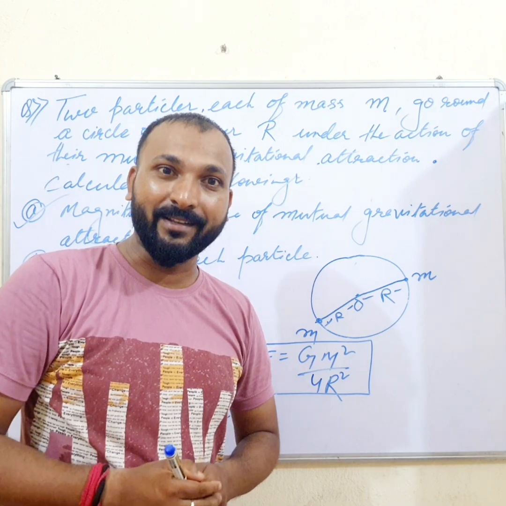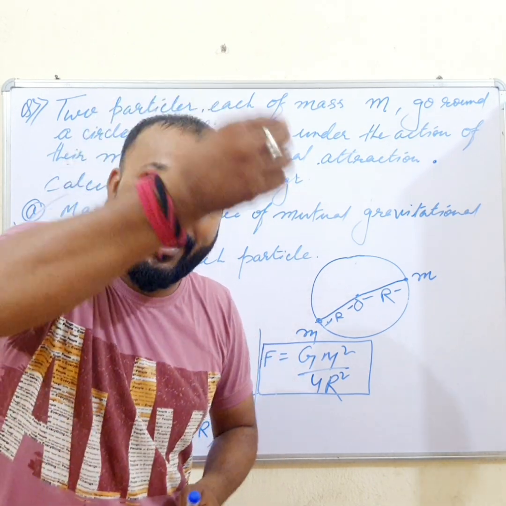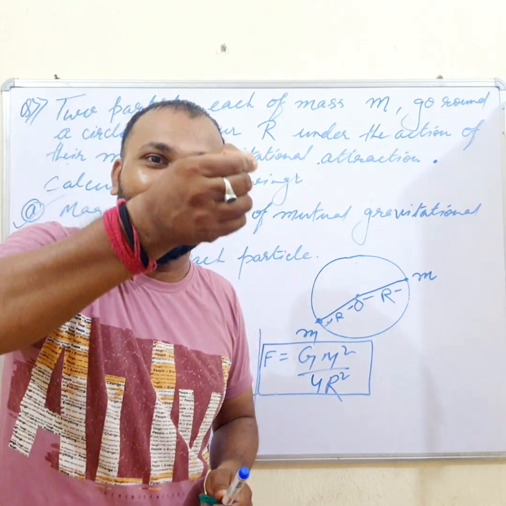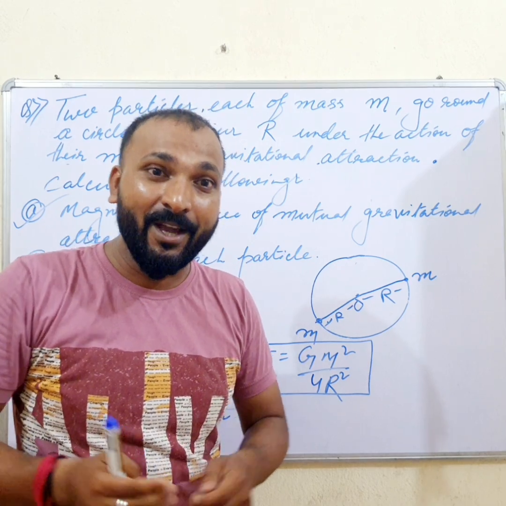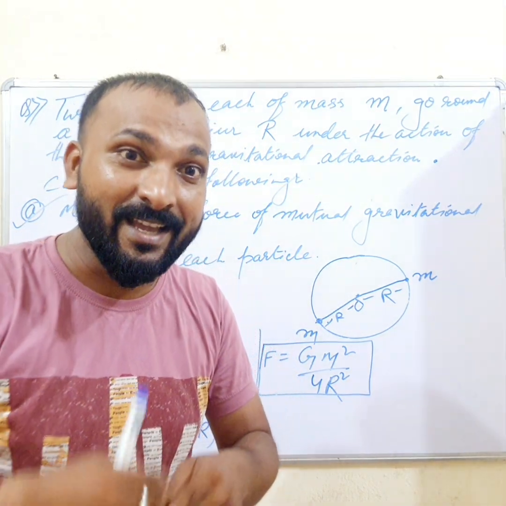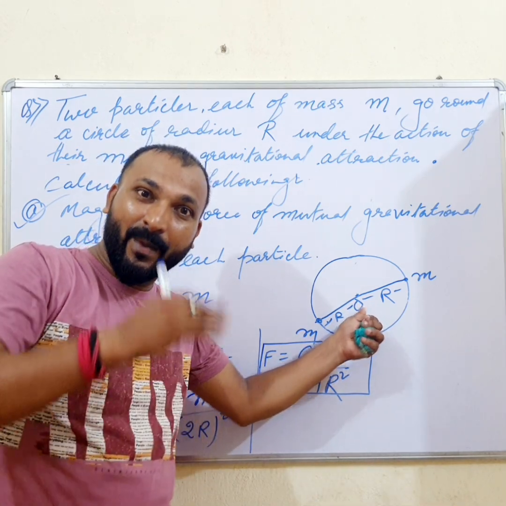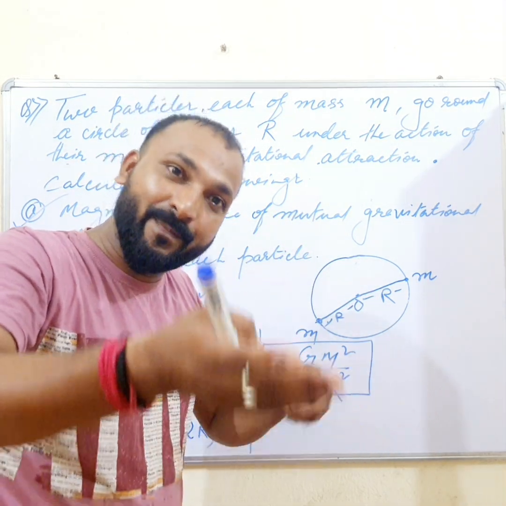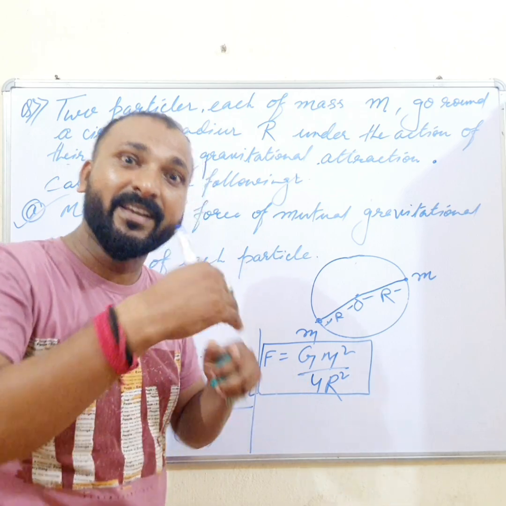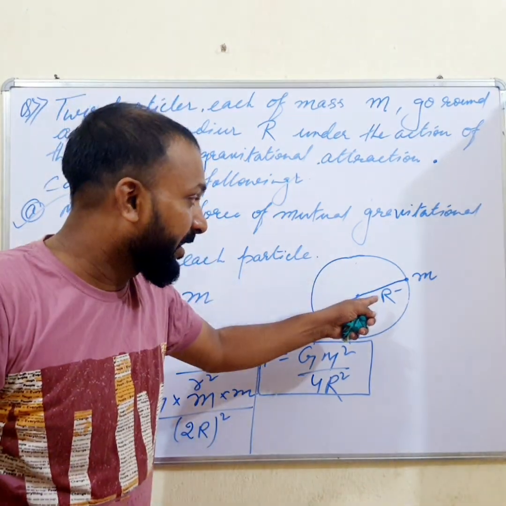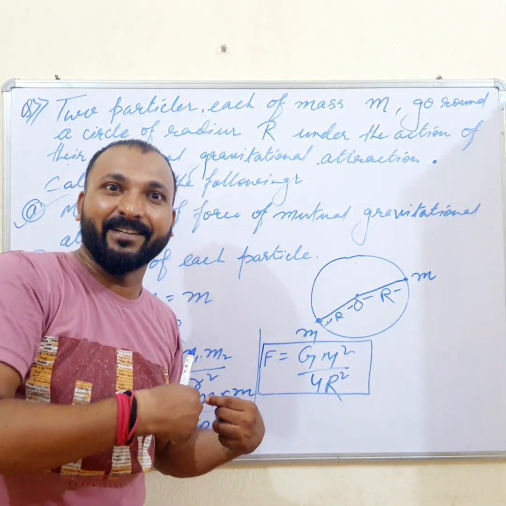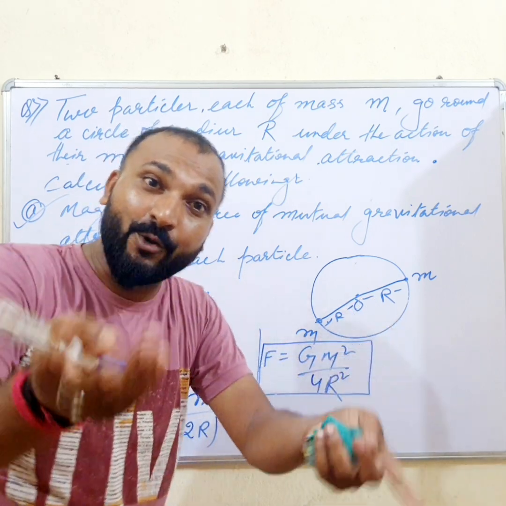When a particle rotates in a circular track, its force of attraction is either toward the center or maybe away from the center. So either it is centripetal or it is centrifugal. But here it will be towards its center. This force of attraction will be towards its center.